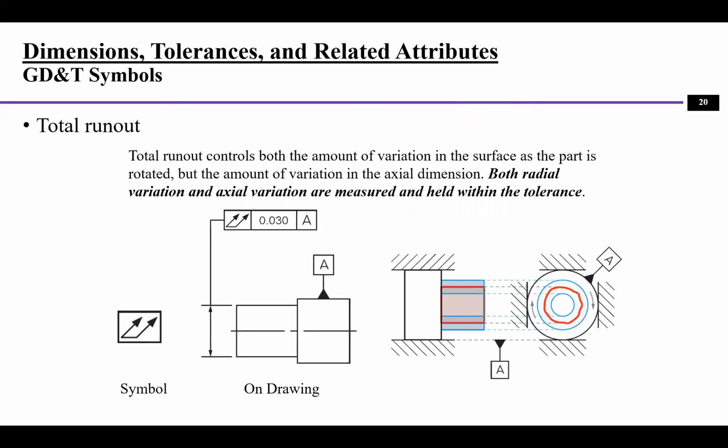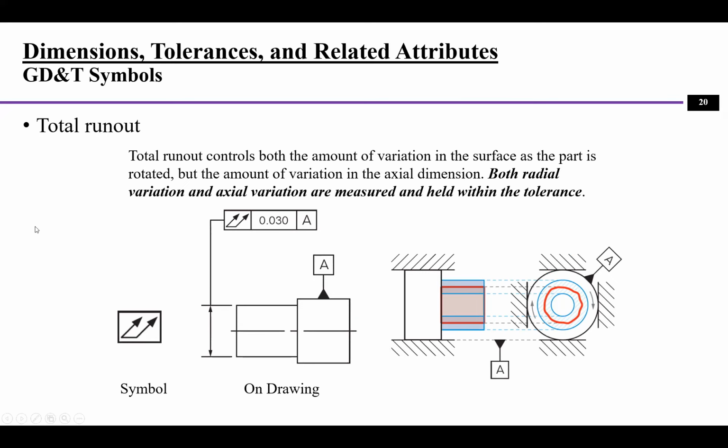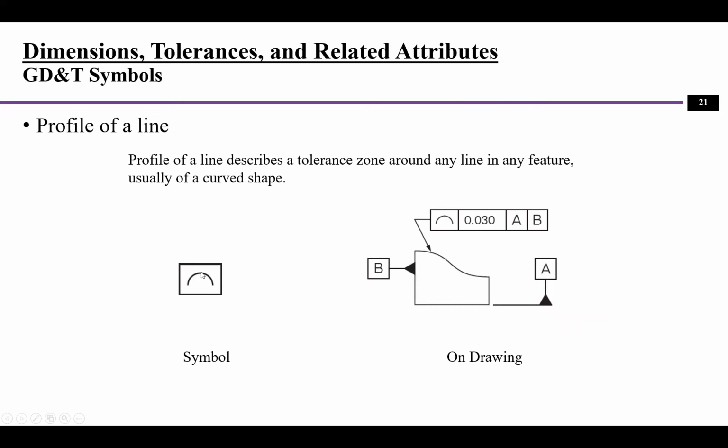And well, that is only one plane, but here we can use a total runout to talk about both the radial and also axial variation. So basically this whole part, both the radial and axial variation. And I use this symbol to describe total runout. Now let's compare back to this one. This is the one plane runout. This is total runout. And also we can use this line to describe a profile of a line.